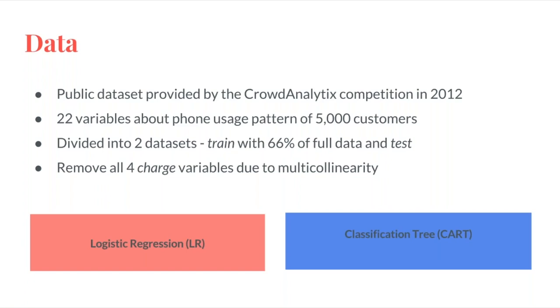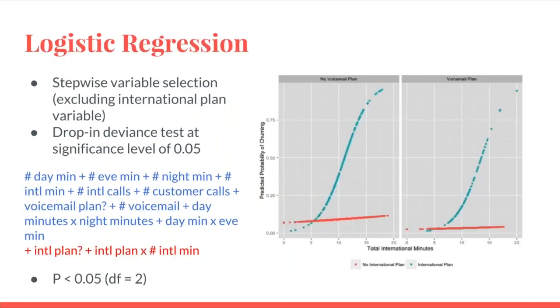Since we want to avoid overfitting the data, we decided to divide the data set into two data sets: a training data set with 66% of the full data, and a test data set. As minute and charge variables are perfectly correlated, we took charge variables out of consideration. After we clean the data, we applied two methods, logistic regression and classification tree, on this data set. Next, I will talk about the logistic regression.